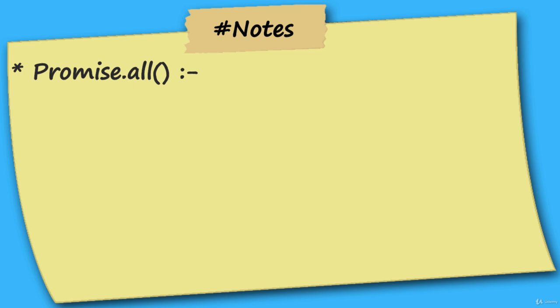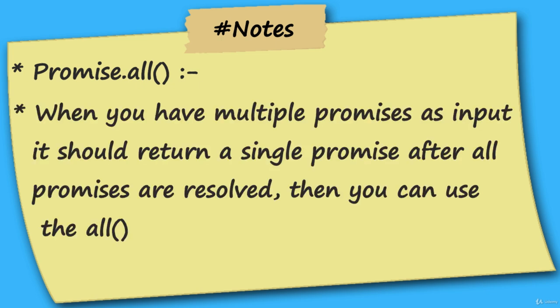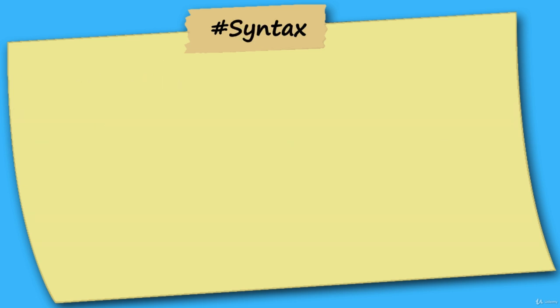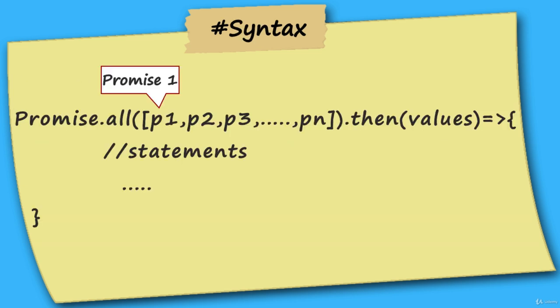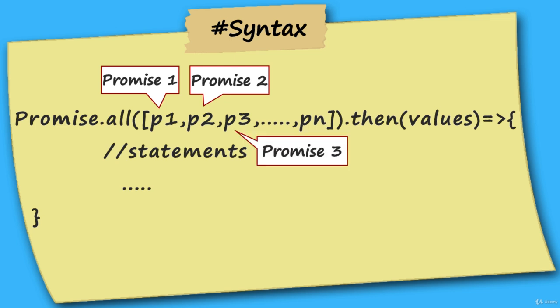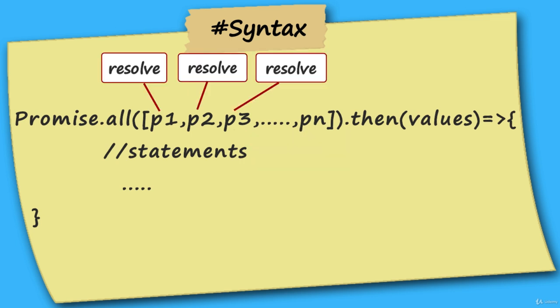Now let's start with the Promise.all method. The purpose is when you have multiple promises as input, it should return a single promise after all promises are resolved. Then you can use the all method. It will be something like this, that you have promise 1, promise 2, maybe a few more processes, and each promise gets resolved and then it is passed as a parameter in the all method. So there might be multiple promises which are passed to the iterable object in the all method.